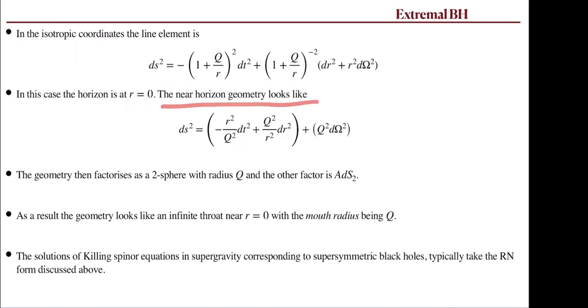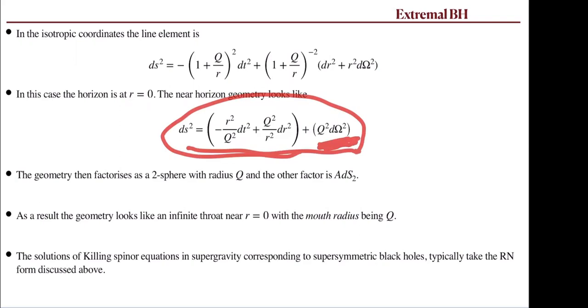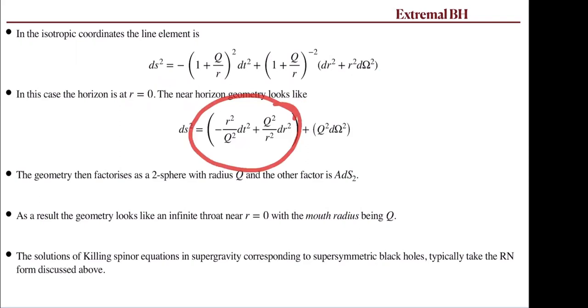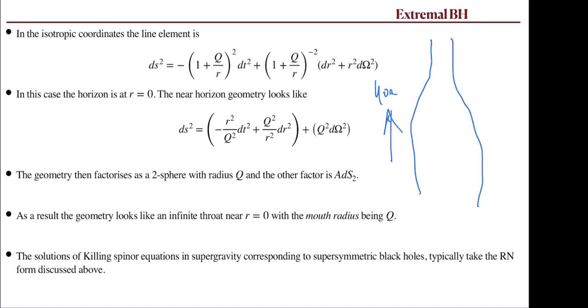Now here you see this whole geometry is kind of factorized. You see an AdS2 part, and of course you also see a 2-sphere, because dΩ is a solid angle. So this 2-sphere has a radius of Q. In some sense, you can think of this geometry as something like this: as you go towards the horizon, this radius is basically fixing to Q, and this is the infinite throat, okay? Good.